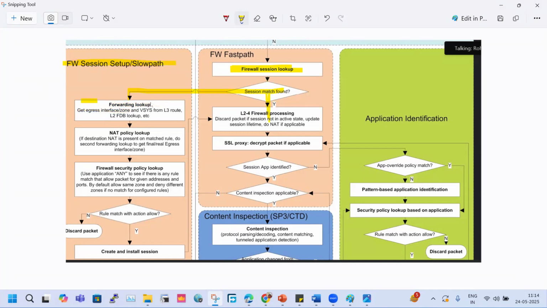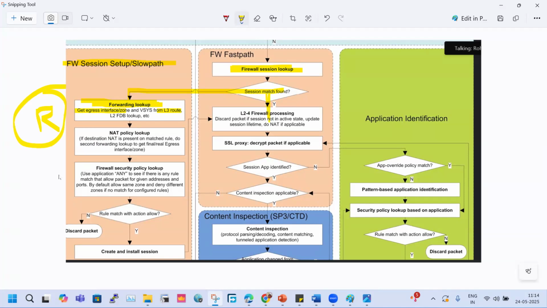In the slow path, it will do the forwarding lookup first. With the forwarding lookup, it will check the egress interface and the zone. The L3 route lookup, meaning the routing, will be checked here.